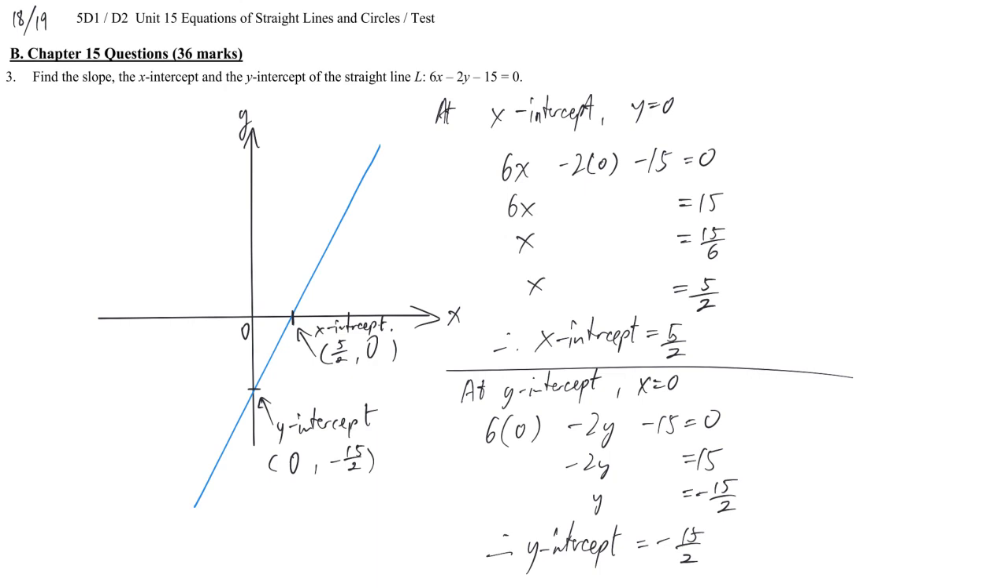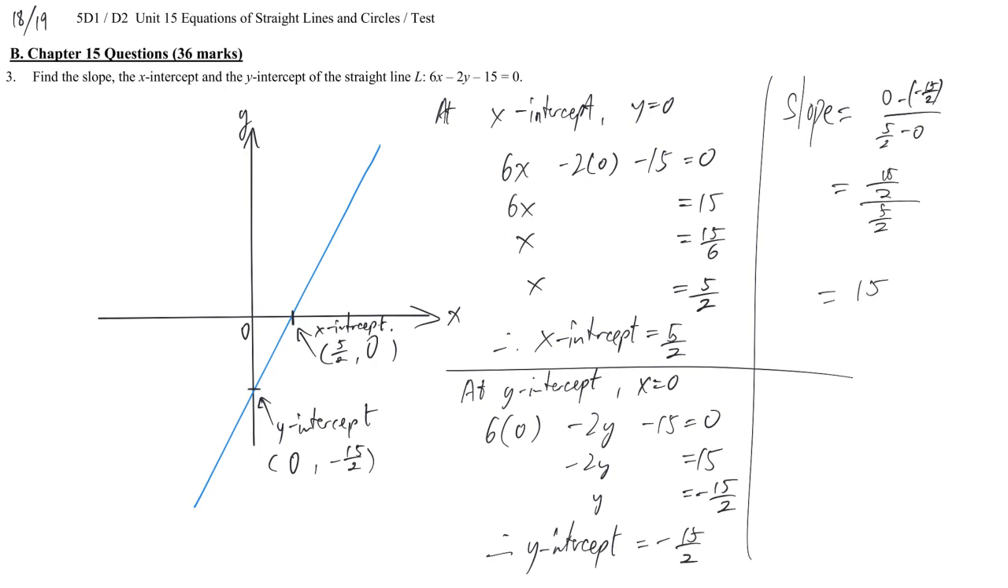Finally, we need to get the slope. With 2 points, then of course you can get the slope. With these 2 points, the y difference divided by x difference. So we just write down 0 minus negative 15 over 2, and then over 5 over 2 minus 0. You may use your calculator, which is equal to 3. The slope is 3.